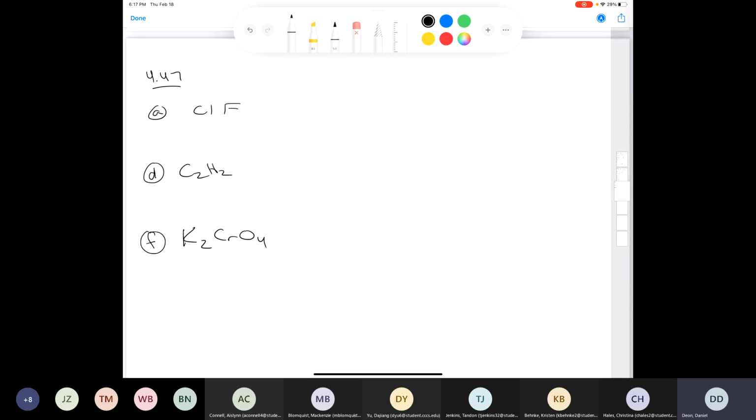All right, let's take a look at the first one, ClF. One of the first rules that we learned was that fluorine is always -1. No exceptions. You can bet your bobby socks on that. There will never be an exception to that. So if I have -1 here, that tells you that the chlorine must be +1.